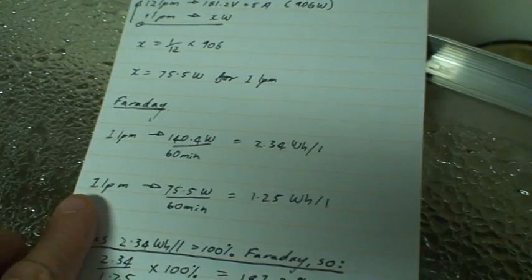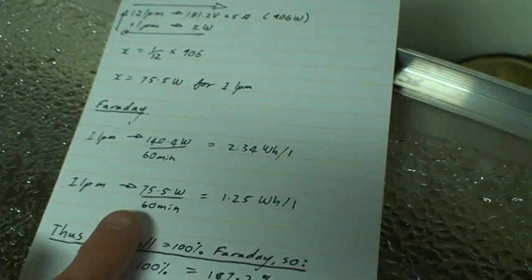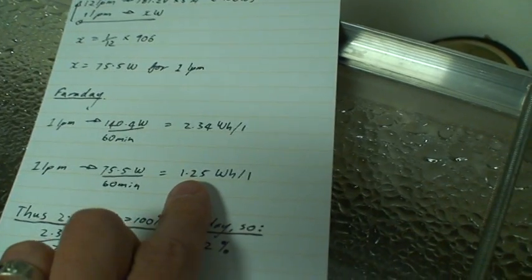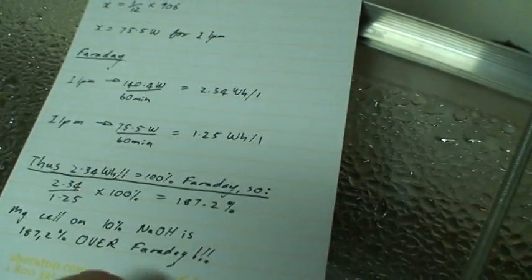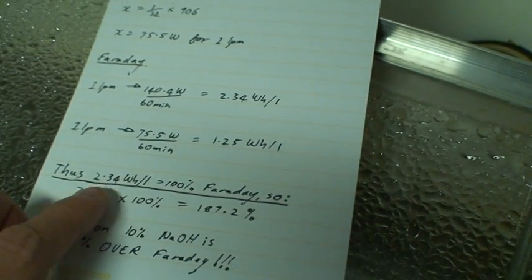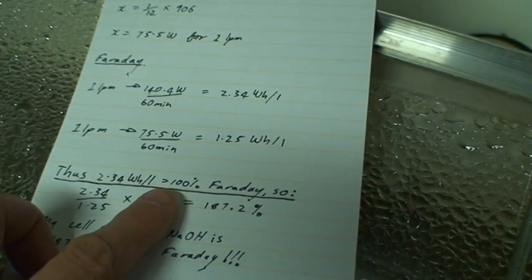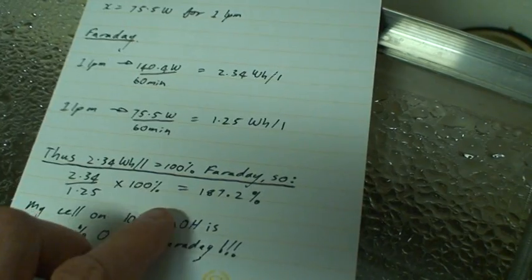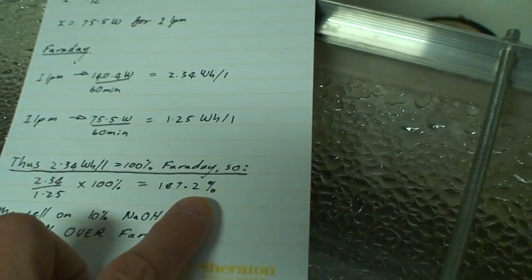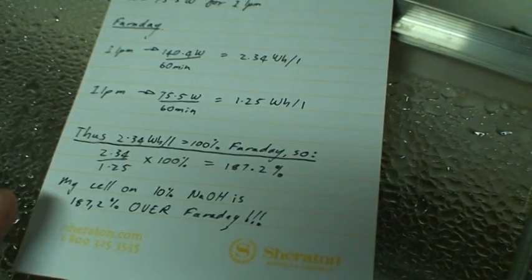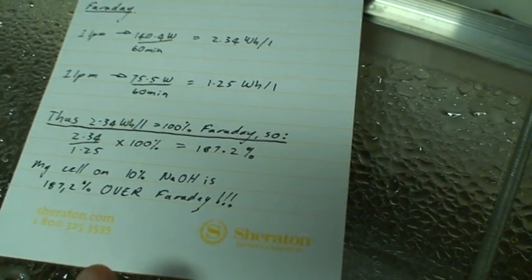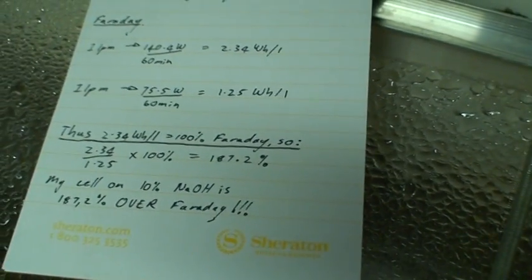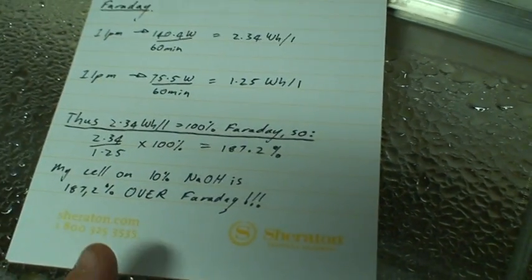So my cell, as we worked out, does 1 liter per minute with only 75.5 watts. Dividing that by 60 minutes to get watt hours per liter, I do only 1.25 watt hours per liter. So if 2.34 watt hours per liter equals 100% Faraday, then 2.34 divided by 1.25 times 100% equals 187.2%. So at the moment my cell, running on 10% sodium hydroxide, is 187.2% over Faraday, and this is running off straight DC, using sodium hydroxide.